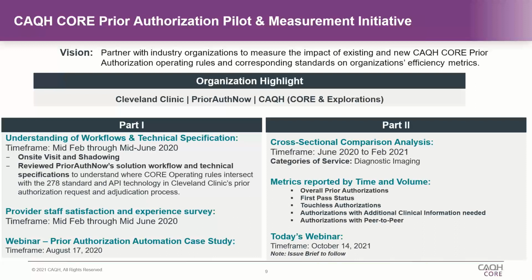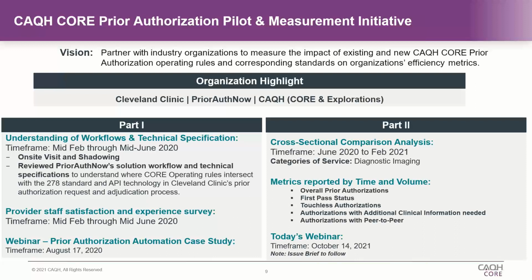This second part for today is specific around some of the questions and interesting answers that we had from our first part, and that was to do a cross-sectional comparative analysis on a very specific use case, and that was diagnostic imaging. So we were able to do a deep dive into that specific service, which is often used for diagnostics, which then leads to the next set of services that a patient may need. So we were able to look at the overall prior authorization environment at Cleveland Clinic. What is the first pass status, right? Wow, first pass for PA. Yes, it is possible. You'll hear more details around that in just a moment.